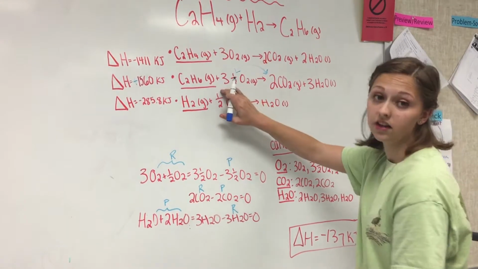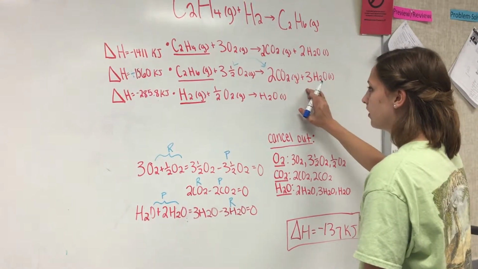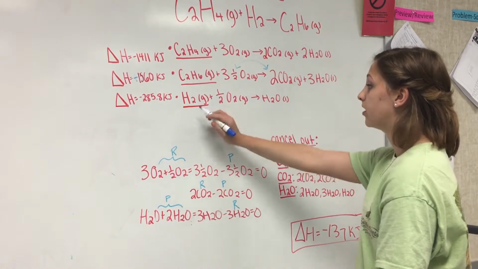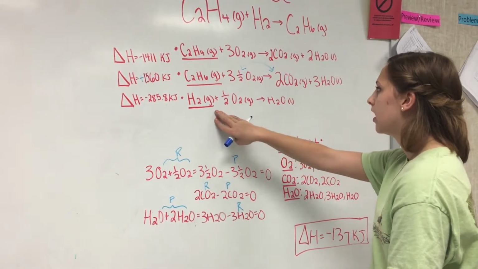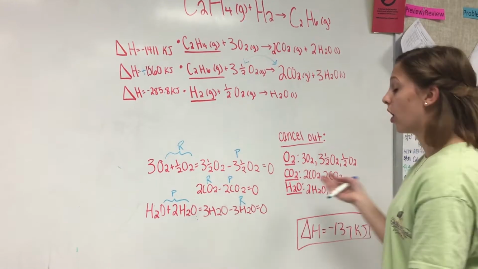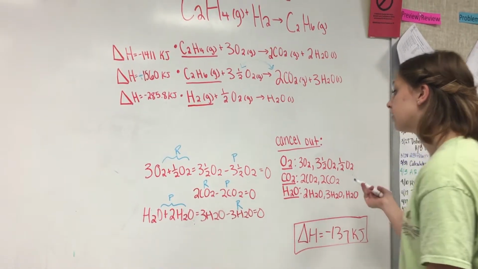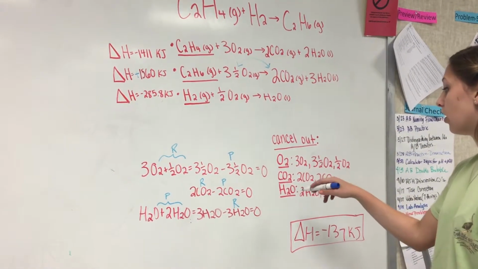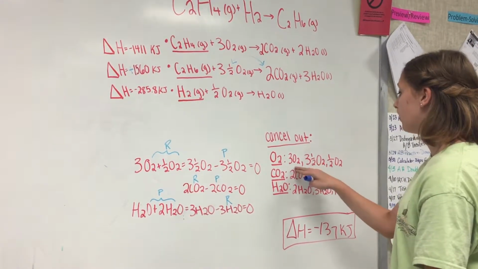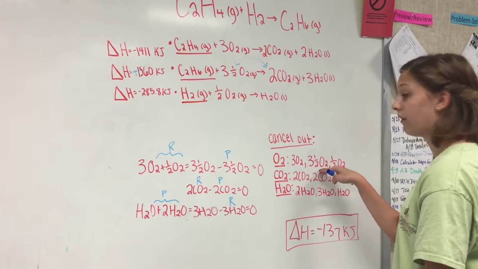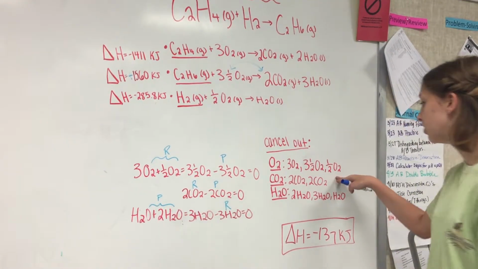And so now the reactants become the products. And then we don't need to flip this one because we already have the H here where it needs to be. Now that we have everything in the right spot, we need to cancel out the factors that are not needed, which are oxygen, carbon dioxide, and water. And so we have 3 O2, 3.5 O2, and 1/2 O2.